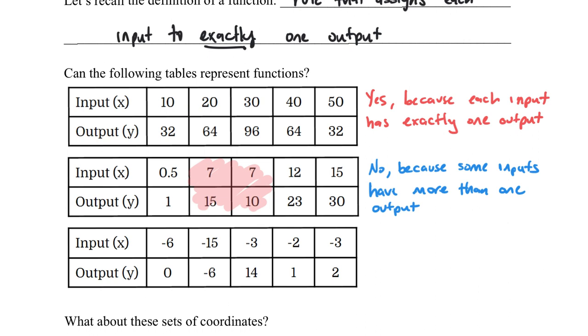And then for this final one, I notice the same thing. They're not next to each other, but here's the input -3 has two separate outputs. So once again, this fails here and here. So no, because some inputs have more than one output.